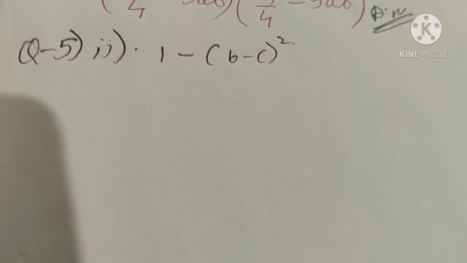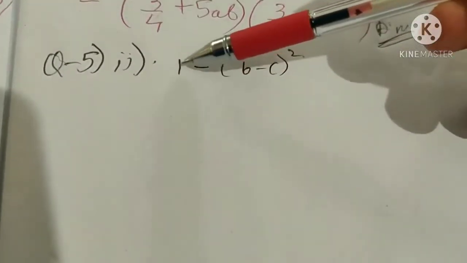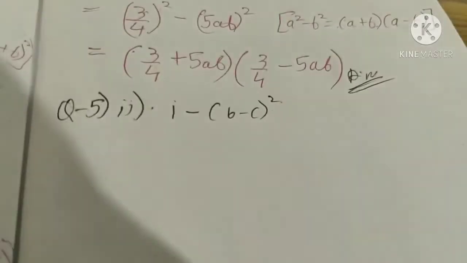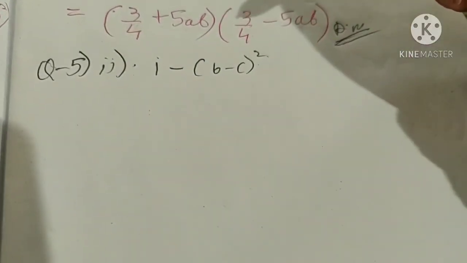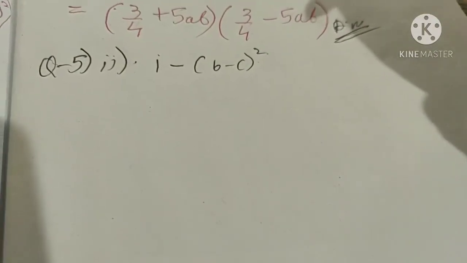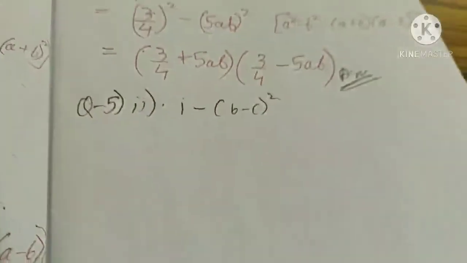Okay. So the next question here is 1 minus (b minus c) to the power 2. If we see, whenever there is a bracket, it is considered as a single term. Whenever there is a bracket, it is considered as a single term. So in this question we are given two terms only: the first term is 1 and the second term is (b minus c) to the power 2. Okay, there are only two terms present here.